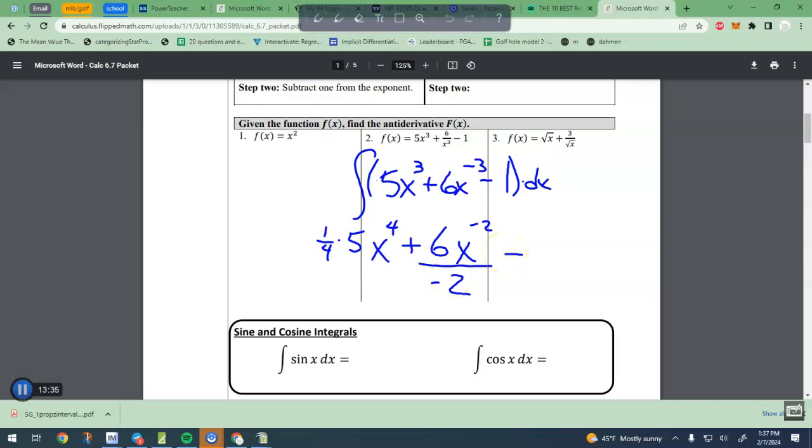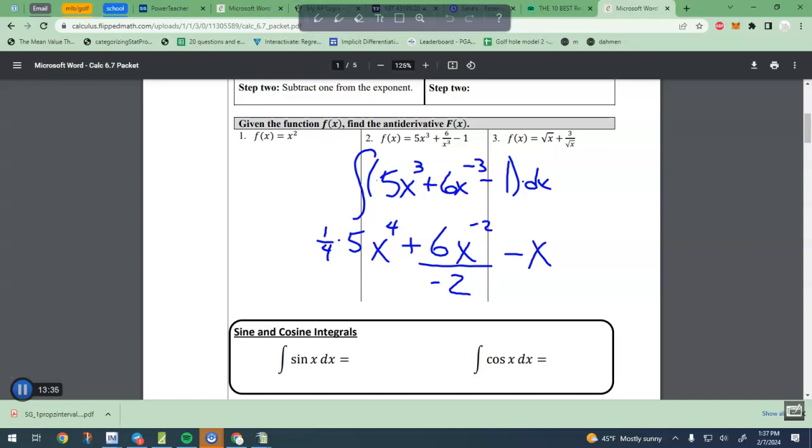What's the integral of 1? It's x. Because what would you take the derivative of to end up with 1? It's x. So you can check your work fairly quickly on some of these. I can look at this and take the derivative and see if I go back to here.